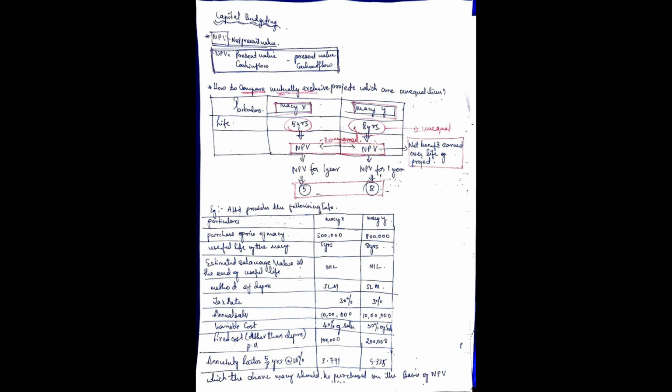That comes to annuity factor given here, 3.791 for 5 years, that is machinery X, and 5.335 for 8 years, that is machinery Y. Which of the above machinery should be purchased on the basis of NPV? We calculate which is best to purchase, machinery Y or machinery X.